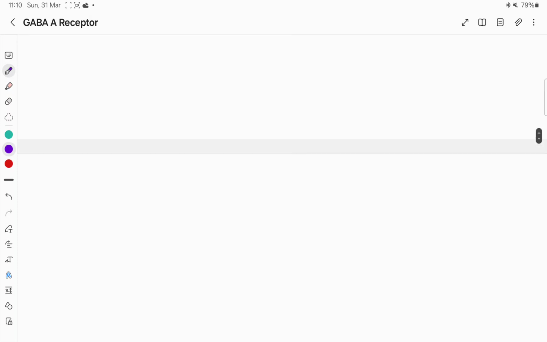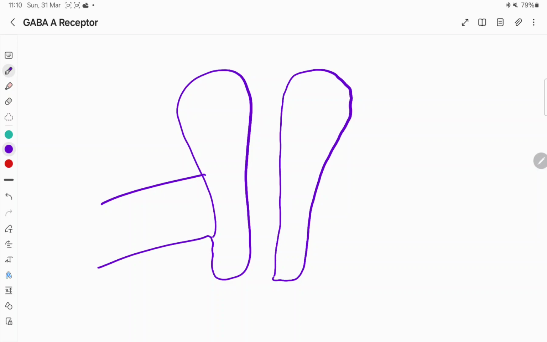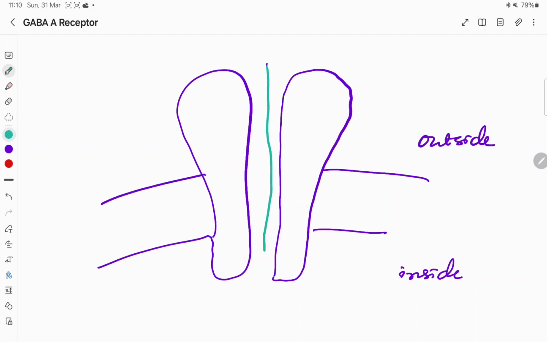So let us summarize them. Let us make a simple diagram. Say this is the GABA A receptor, a transmembrane receptor. This is extracellular, outside, and this is inside, and this receptor is linked to the chloride channel. And when this chloride channel opens, it causes hyperpolarization.